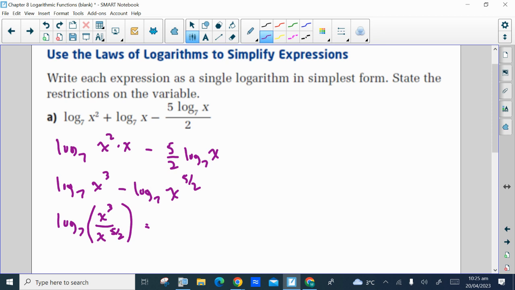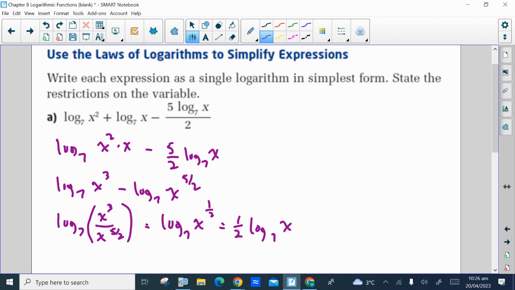And now you're dividing powers with the same base. So you subtract the exponents and keep the base the same. You're going to go 3, take away 5/2. We need a common denominator. 3 would be 6/2, minus 5/2 is 1/2. And we could take the 1/2 in front if we wanted to. Would look like that.